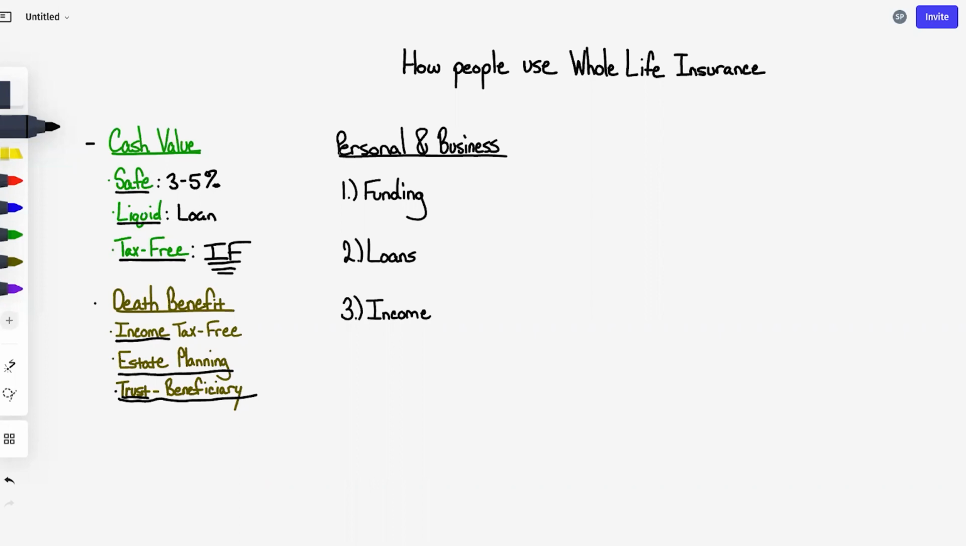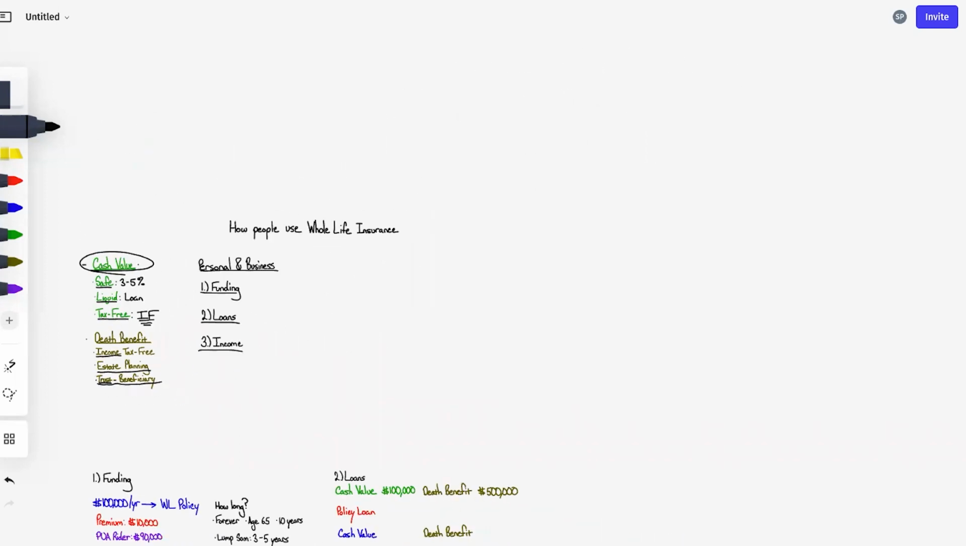But let's get into how people use whole life insurance, specifically on the cash value, because we hit some of the features there, which are very important to be aware of, because that would be the why I'm interested in it. Now let's go through how people use it. 3 main ways. We've got the funding, then using policy loans, and then income down the road. And again, this is all going to center around the cash value component. Let's begin with the funding, shall we?